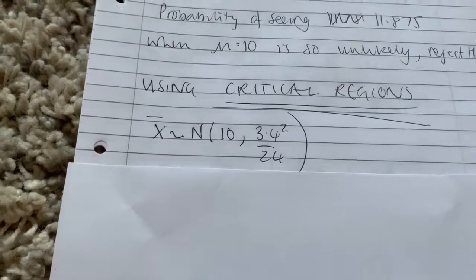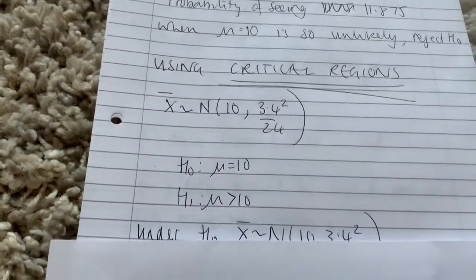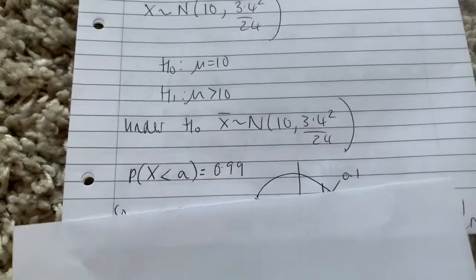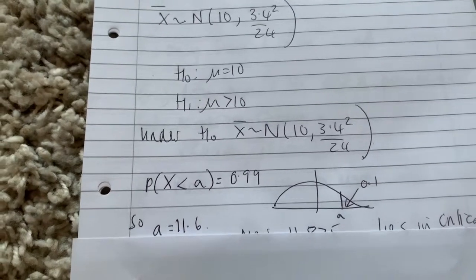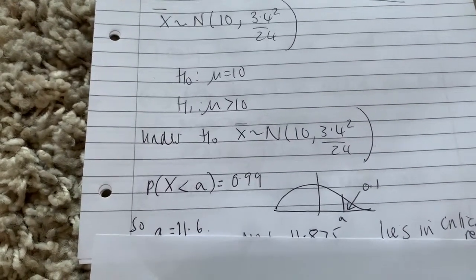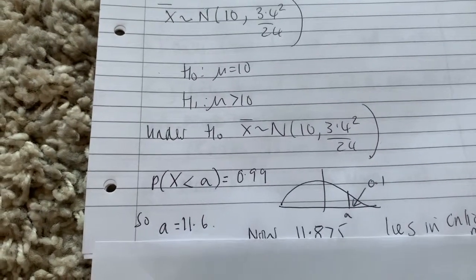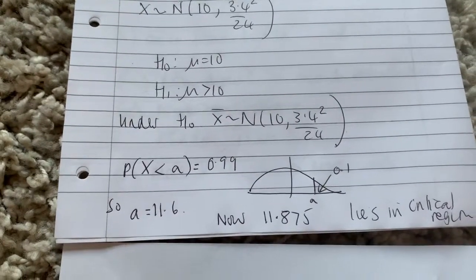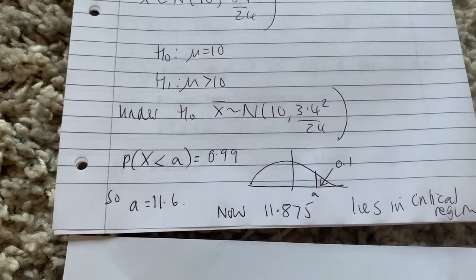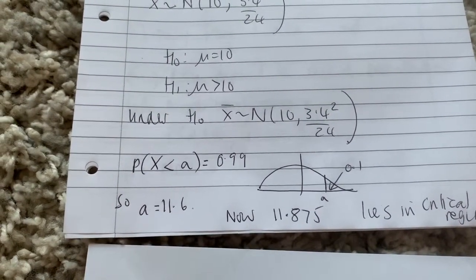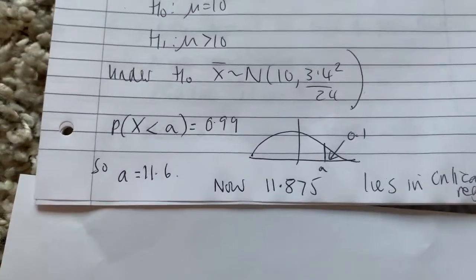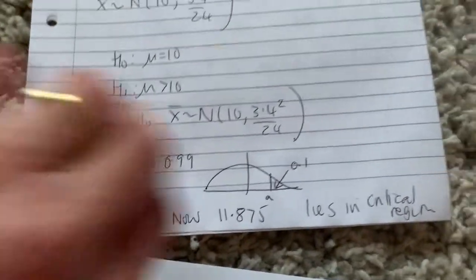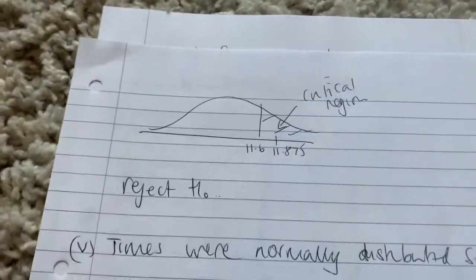Again, we set up our X bar. We do our null and alternative hypothesis. We then find the value, we're testing at the 1% level. So the 1% level is the critical region, and if our value lies in there, we reject the null. So using the inverse normal, we find our probability. We find our value, which is 11.6. Now, if our X bar is greater than 11.6, it lies in the critical region, which it does, so we reject the null hypothesis. There it is, lying in the critical region.